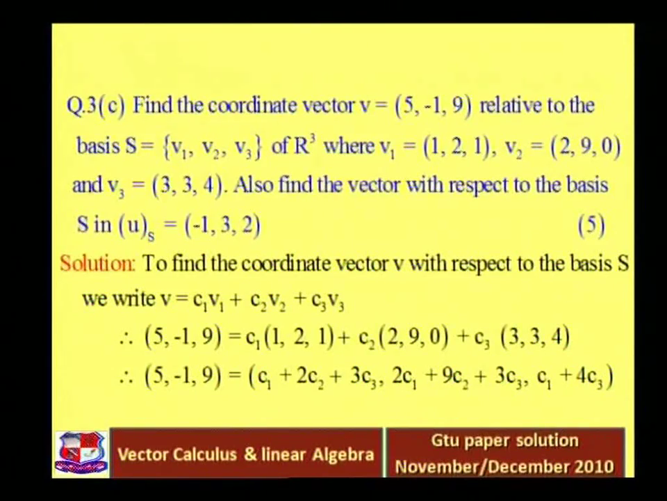Question 3c. Find the coordinate vector of v = (5, -1, 9) relative to the basis S = {v1, v2, v3} of R3, where v1 = (1, 2, 1), v2 = (2, 9, 0), and v3 = (3, 3, 4). And also find the vector with respect to the basis S whose coordinate vector with respect to the basis S is (-1, 3, 2).